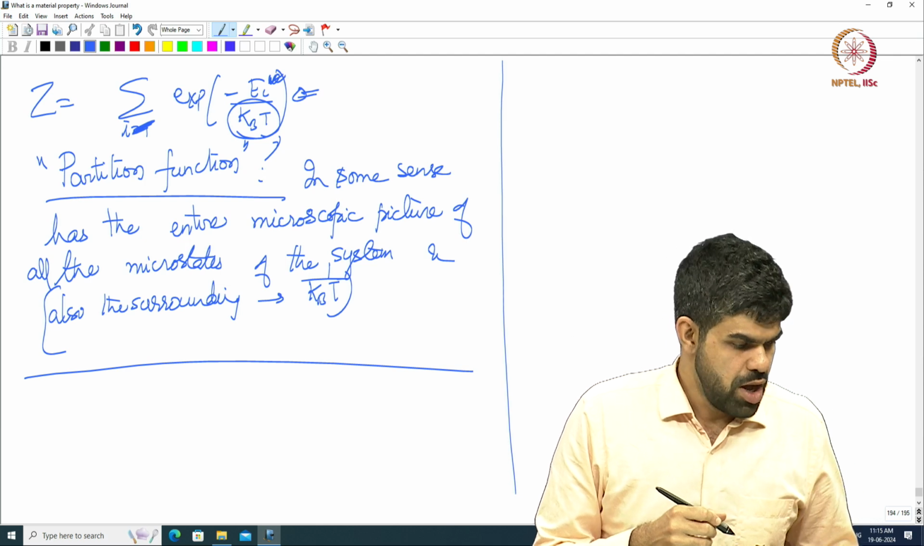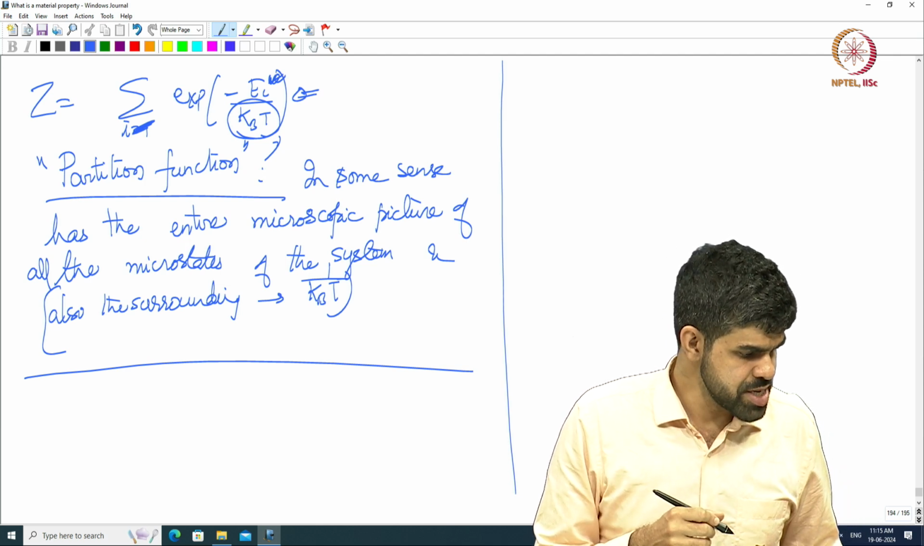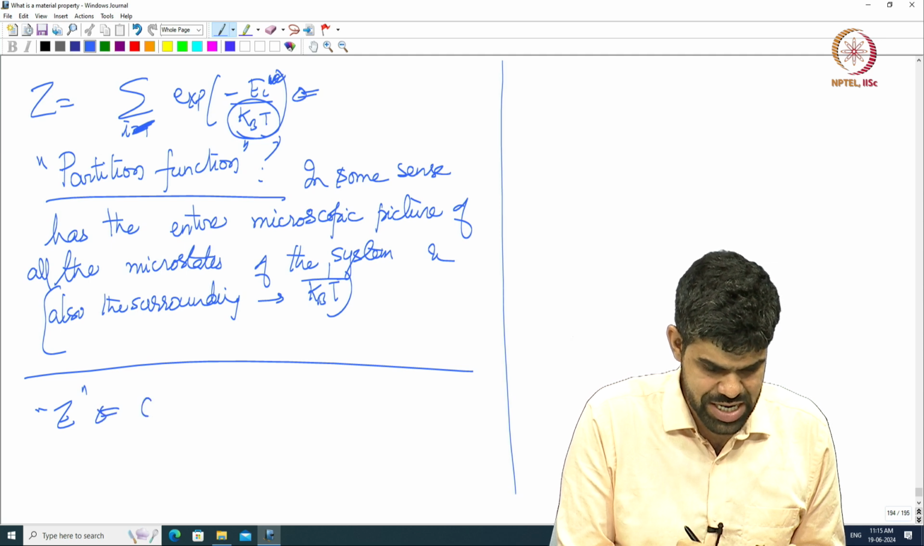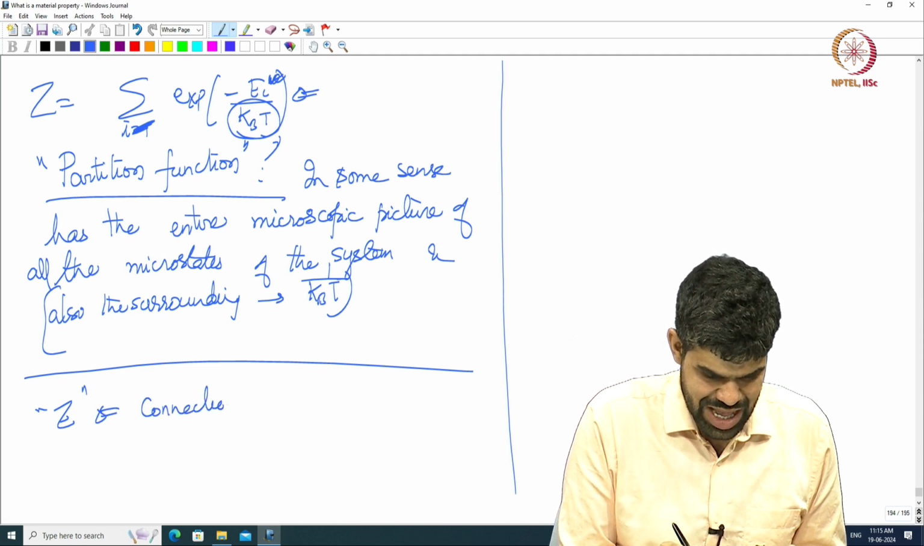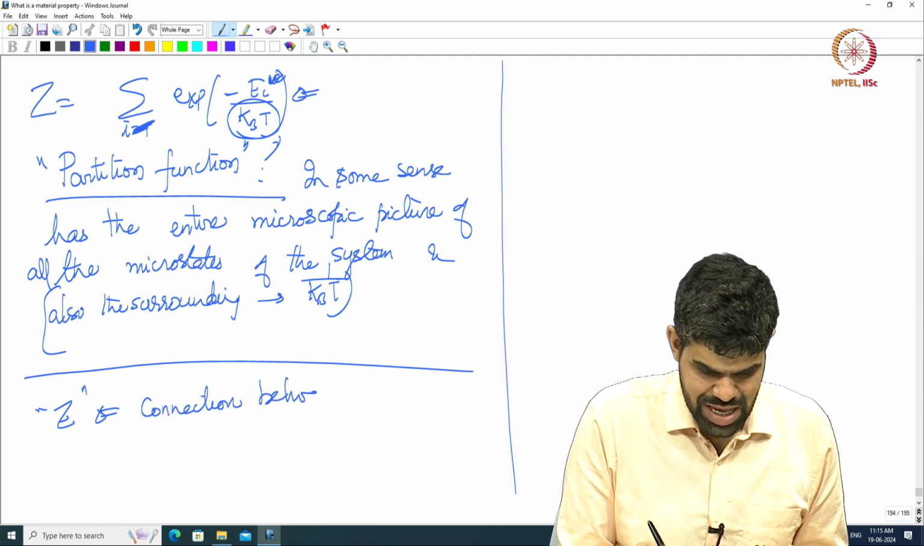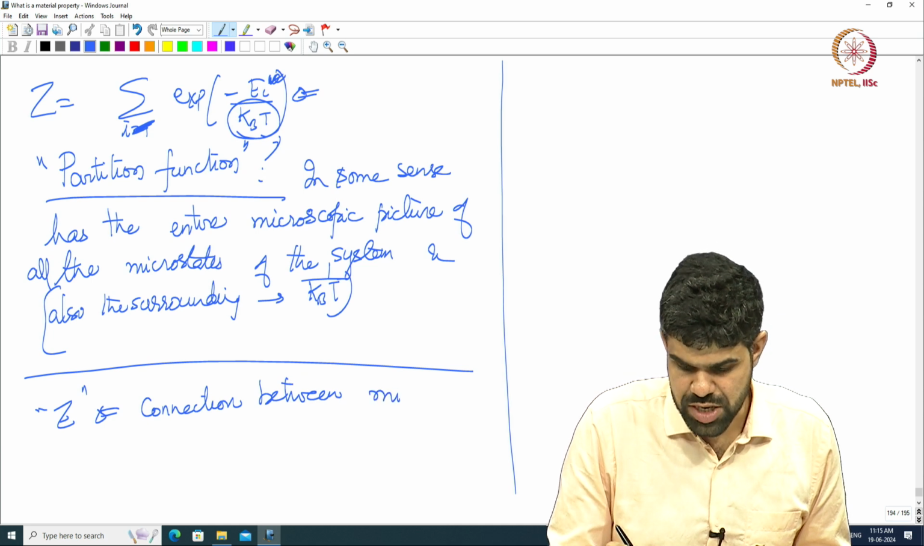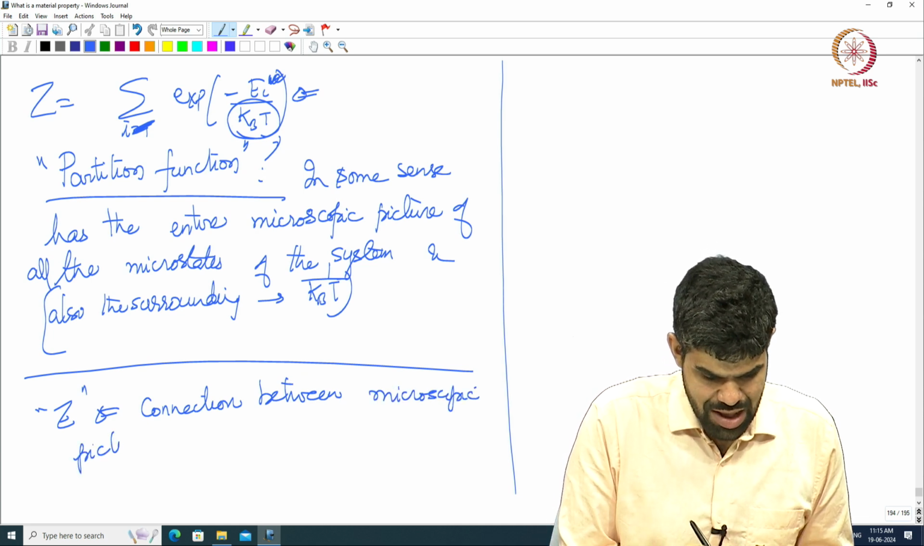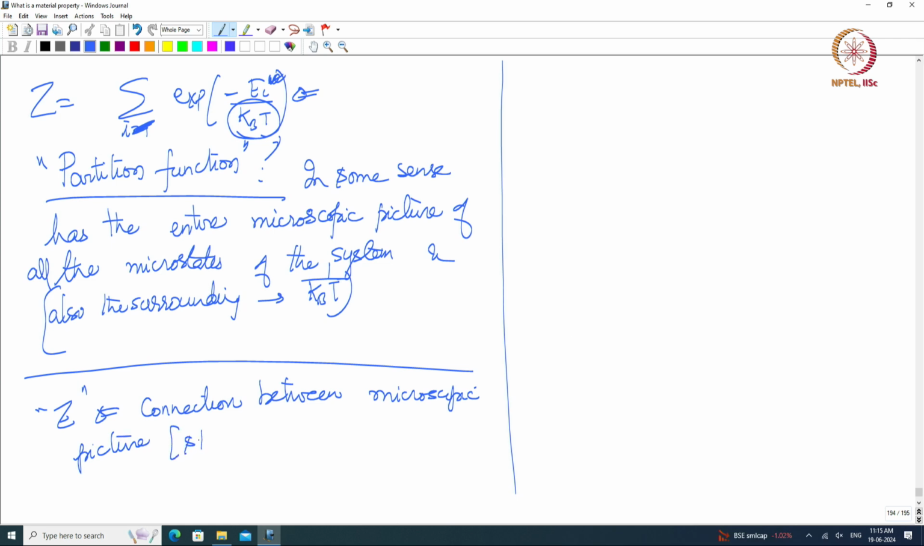Now let us relate. So Z turns out to be your connection between the microscopic picture, where I do statistical mechanics, and a thermodynamic picture.